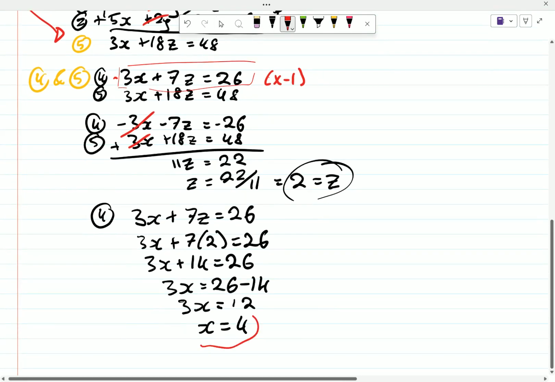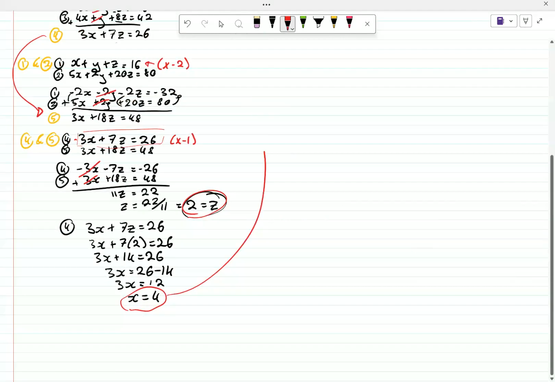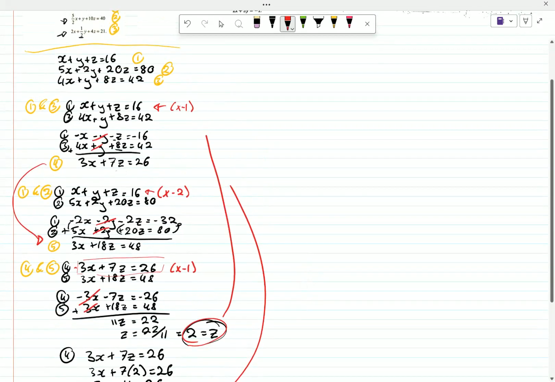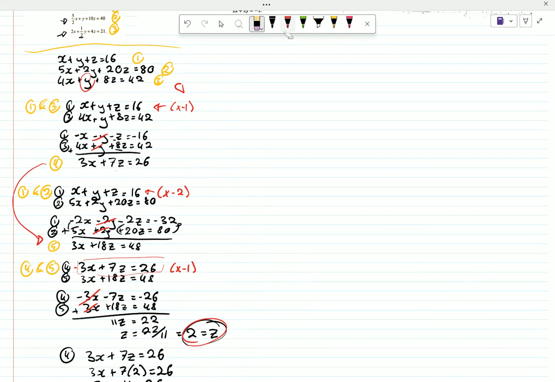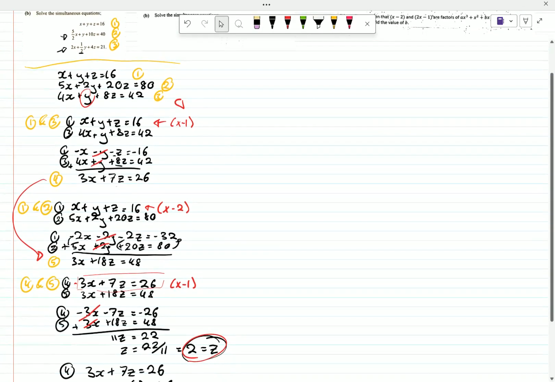So again, it kind of looks like we're finished. We have two values, but we need to take these and sub them back up all the way to the start, to any of our equations up here, to get a value for y. The equation that looks easiest is probably equation 1. So let's do that. If we rewrite equation 1, we have x plus y plus z equal to 16.